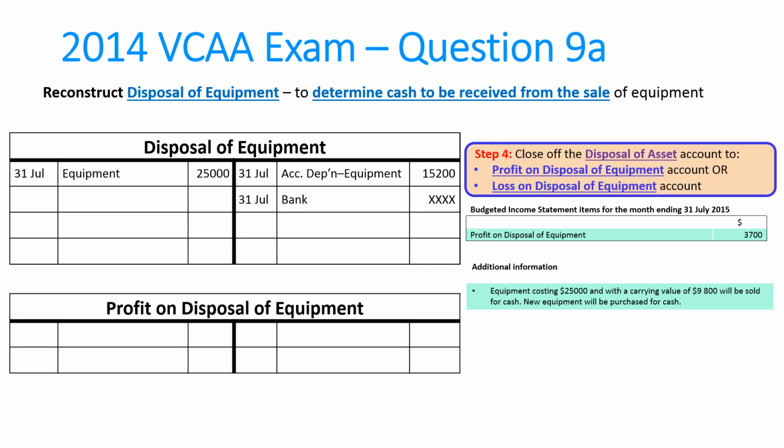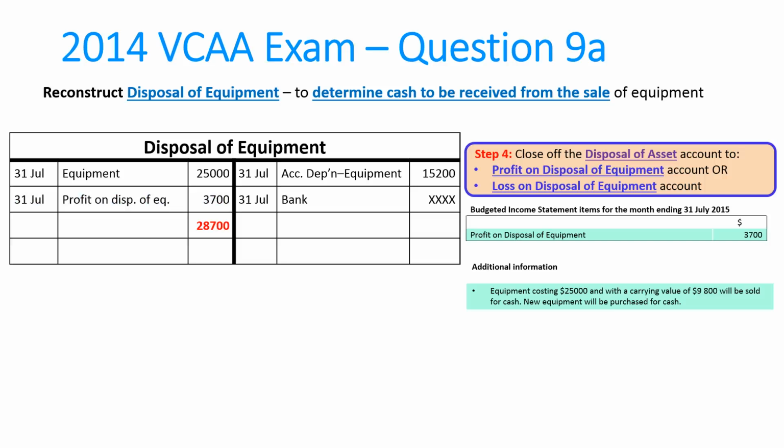Figure out, is there a profit or a loss? And I was told there's a profit of 3,700. So whenever we have a profit, that'd be a revenue. So it would have created a ledger called profit on disposal of equipment. That would have been a credit, and the debit would have gone here to disposal of equipment.